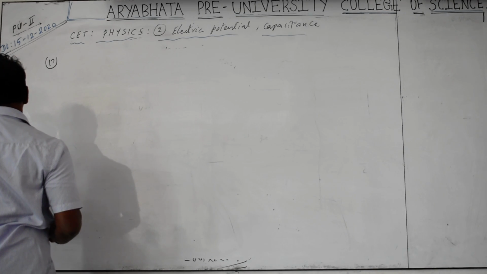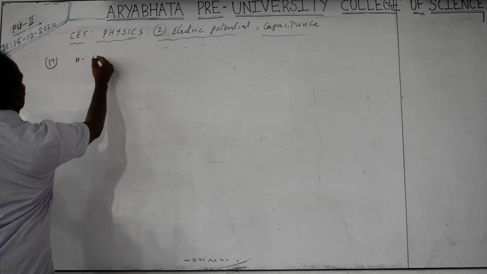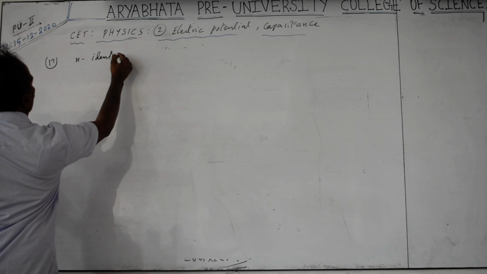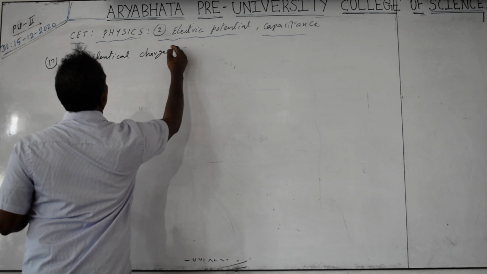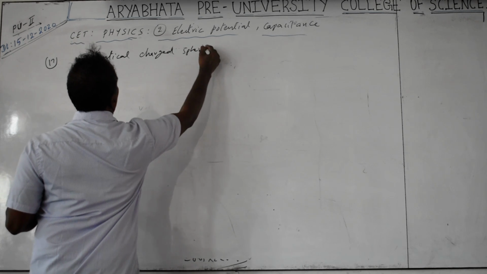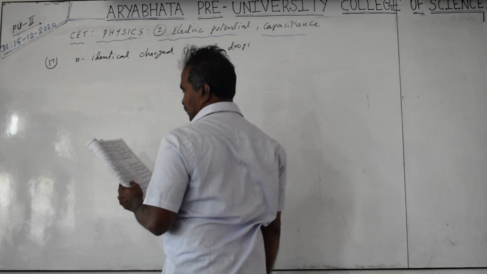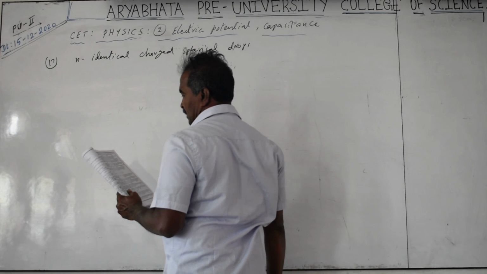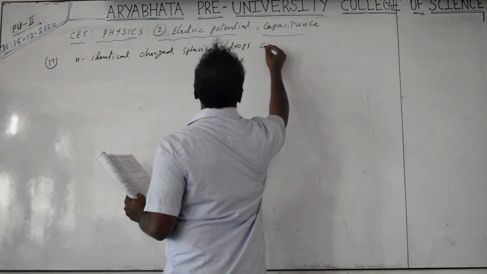N identical charged spherical drops. Spherical drops identical means same radius. They combine to form a big sphere, a large drop.